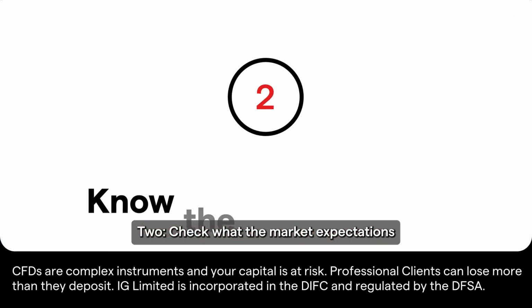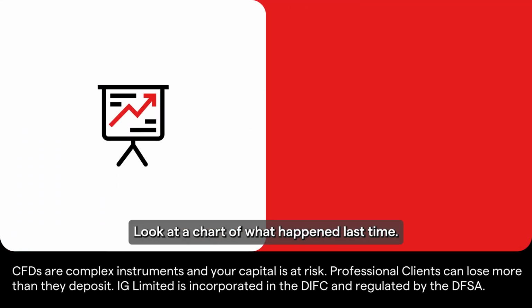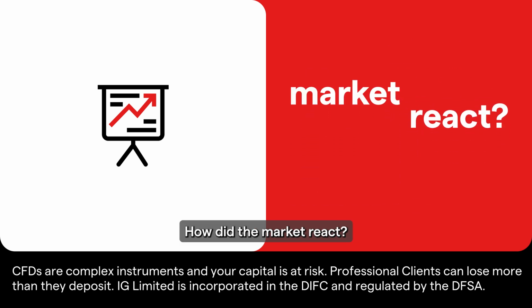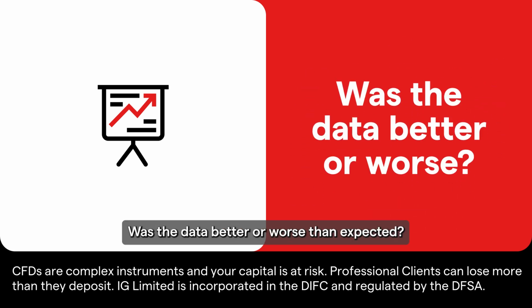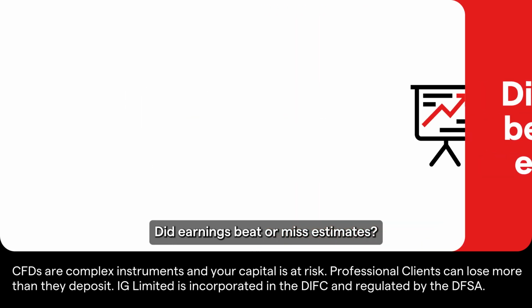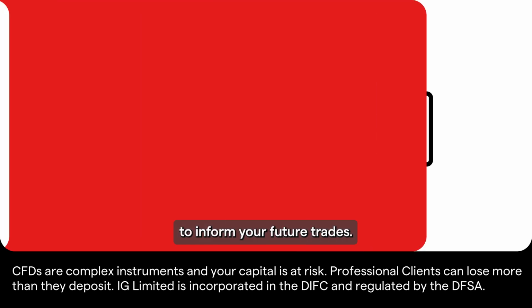2. Check what the market expectations are for the event. Look at a chart of what happened last time. How did the market react? Was the data better or worse than expected? Did earnings beat or miss estimates? Use what happened in the past to inform your future trades.